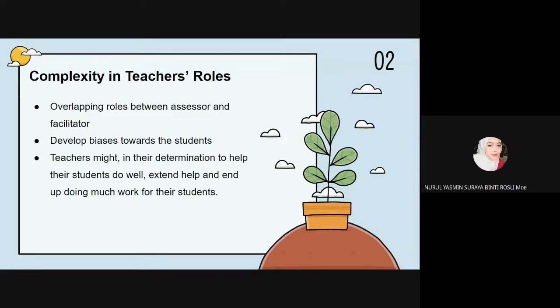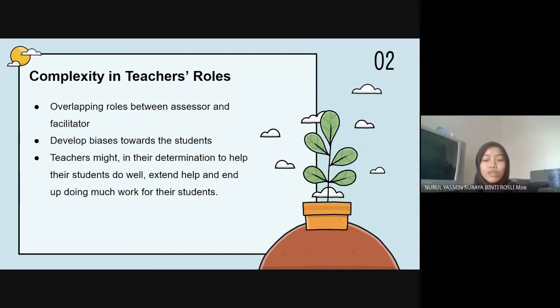All right, next I'm going to explain the next reason why the issues emerge. The next one is complexity in teachers' roles. Like I said earlier, teachers actually have a lot of responsibilities and they have to divide their time in order to fulfill all of them. What is happening is overlapping roles between assessor and facilitator. Teachers in class have to be the assessor and also the facilitator.